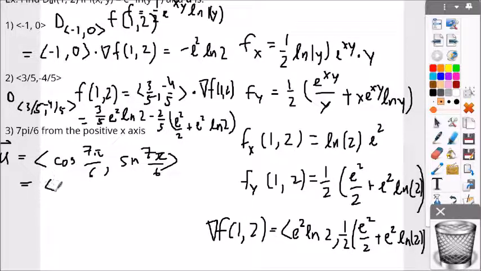What's cosine of 7 pi over 6? It's negative root 3 over 2. And sine of 7 pi over 6 is negative 1/2.